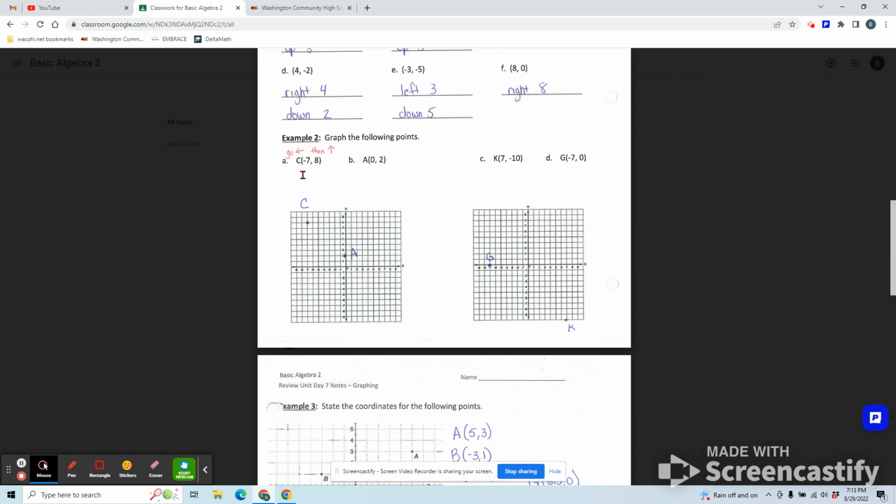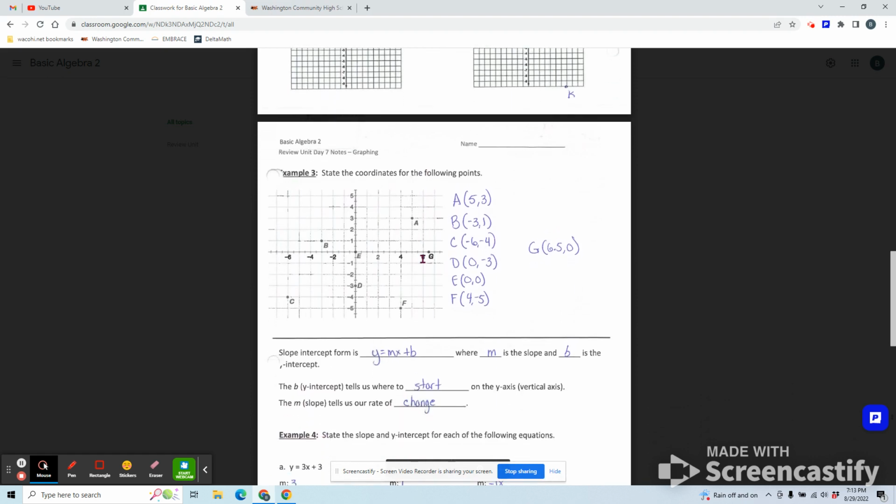So down here, example 2 is asking you to graph the points. All I did was remind us that the first value, because it's negative, is telling us to go left. And then the second value is positive, tells us to go up. So if that's a benefit, write it on each problem. If not, then don't.